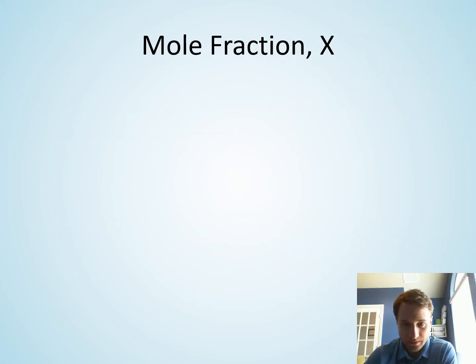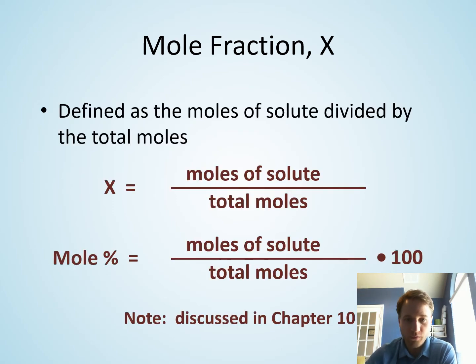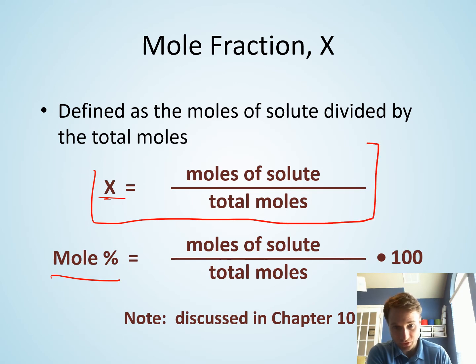All right, and then lastly here, we're going to talk about mole fraction. Mole fraction is the moles of solute divided by the total moles. Total moles, again, is moles of solute plus solvent. Often given by the symbol X or chi. You can talk about mole percent, where it's just the mole fraction multiplied by 100, but typically we'll just use mole fraction, where again it's moles of solute divided by the total moles.